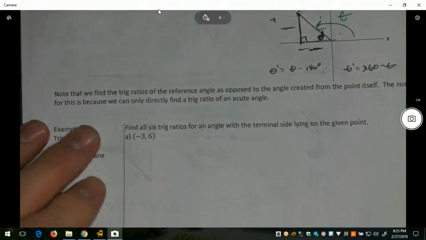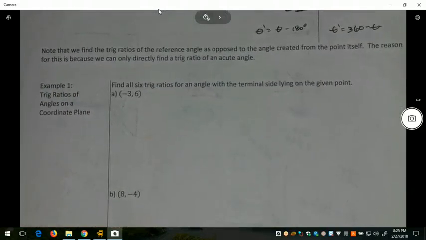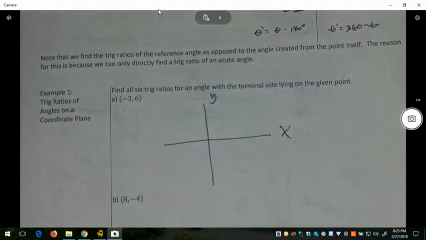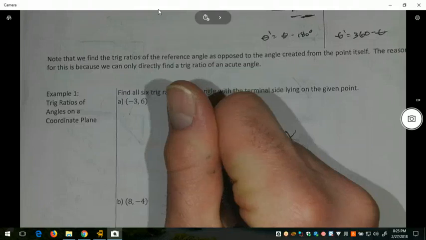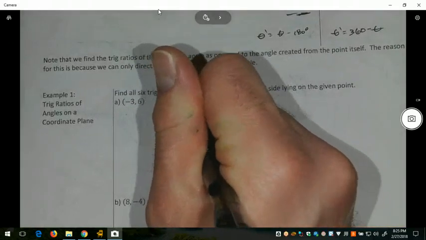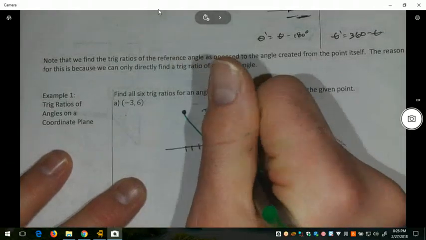So here we have this. It's just a review of something we did in 8.3. I could honestly ask you to do it yourself, but I'm going to give one more example of this. So we have x and y. We have the point, negative 3, 6. So we go back 3 and up 6 to our point. That is our terminal point. That is our terminal ray.